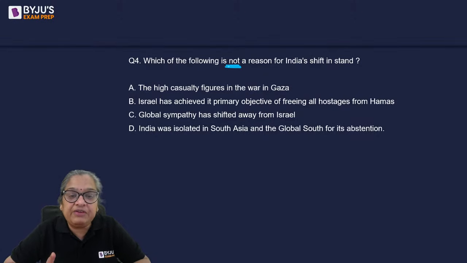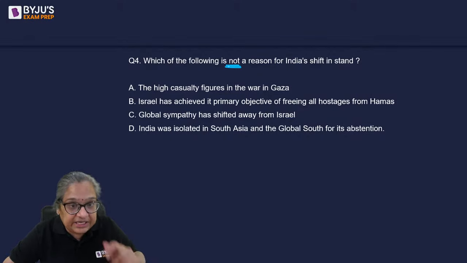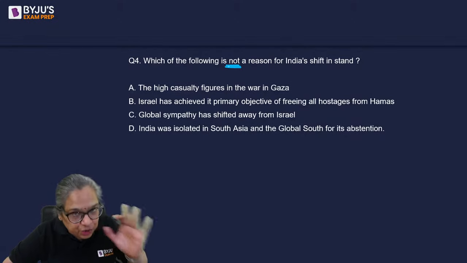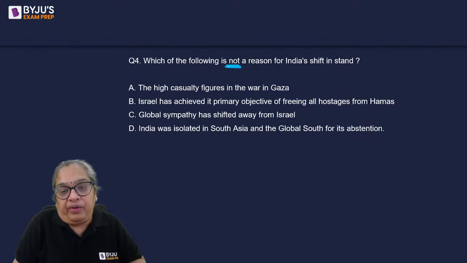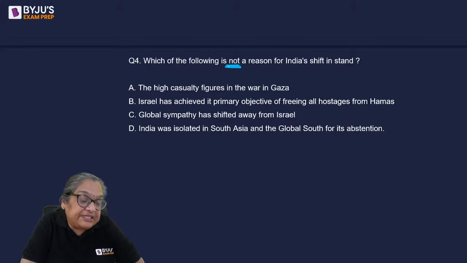Was the high casualty figures in the war in Gaza a reason? The high number of deaths, people, journalists, was that a reason for India's shift? इतने सारे लोग मर रहे हैं, was that a reason? Second, Israel has achieved its primary objective of freeing all hostages from Hamas. Is that a reason? Since it has achieved its objective, now let me ask for a ceasefire. Was that a reason? Global sympathy has shifted away from Israel. Is that a reason? Then that's not our answer. Whatever is not the reason, it should be our answer, because we want which of the following is not a reason. Or India was isolated in South Asia and the global south for its abstention from the vote. Which one is not a reason?